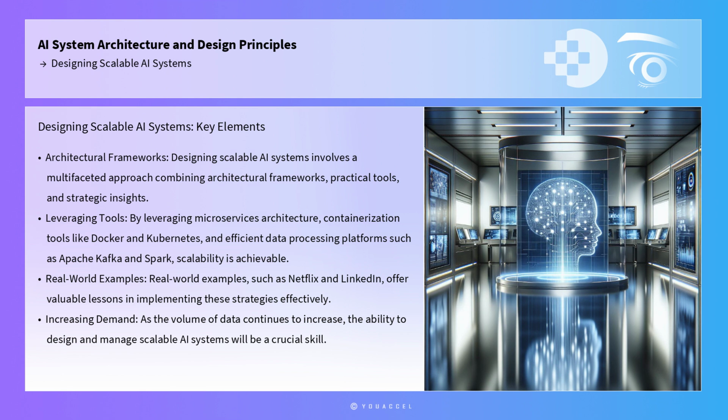In conclusion, designing scalable AI systems involves a multifaceted approach that combines architectural frameworks, practical tools, and strategic insights. By leveraging microservices architecture, containerization tools like Docker and Kubernetes, and efficient data processing platforms such as Apache Kafka and Spark, professionals can build AI systems capable of scaling to meet growing demands. Real-world examples, such as Netflix and LinkedIn, offer valuable lessons in implementing these strategies effectively.